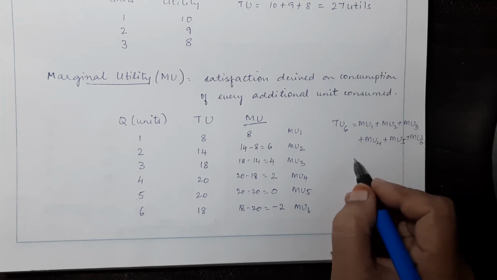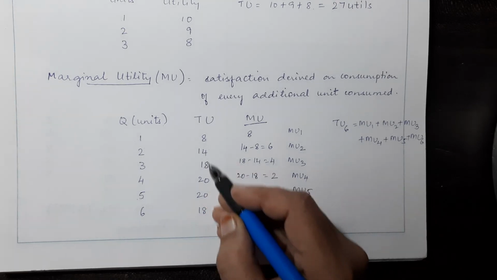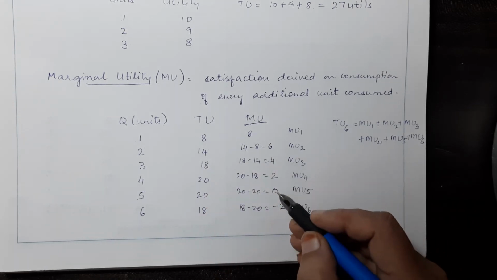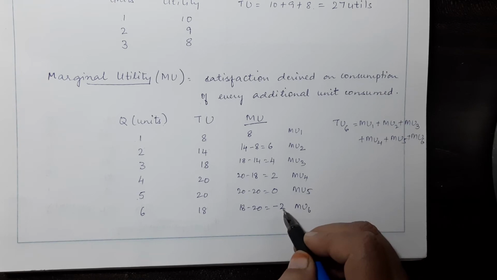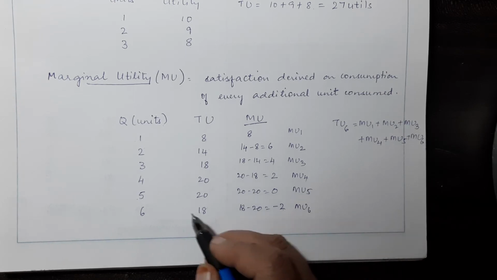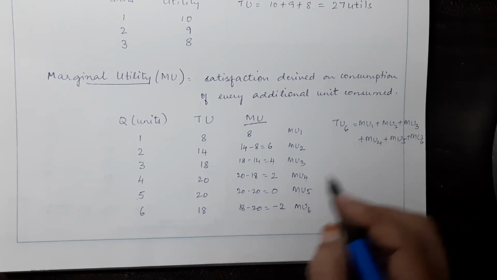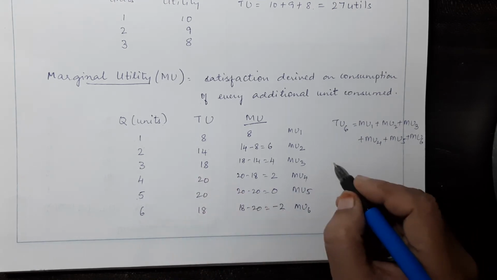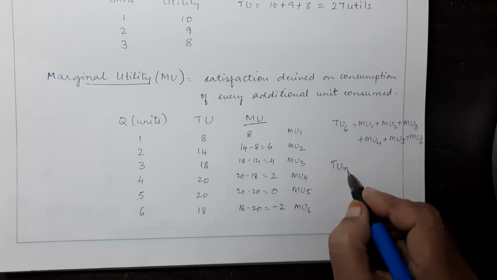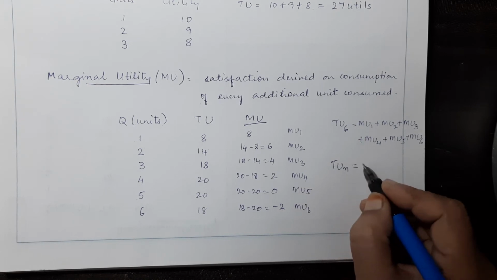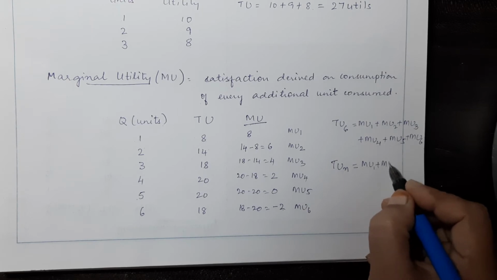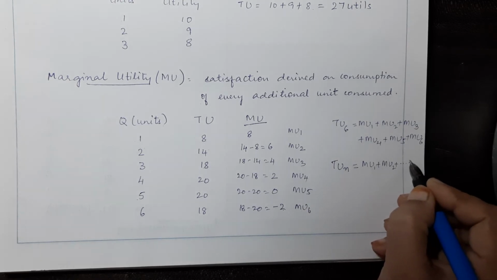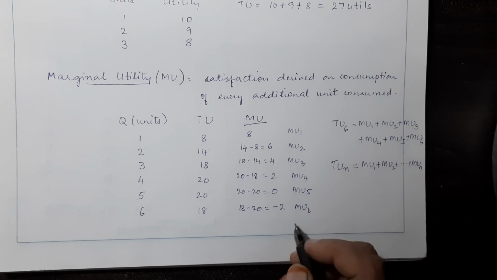Alright, which is equal to, you add up all those 8, 6, 4, 2, 0, minus 2. Okay, so that is what you will get over here. Now, this 6 is because we know 6 units. Suppose he consumes n units, then that will be given by MU1 plus MU2 plus, and it will go on till MUn.